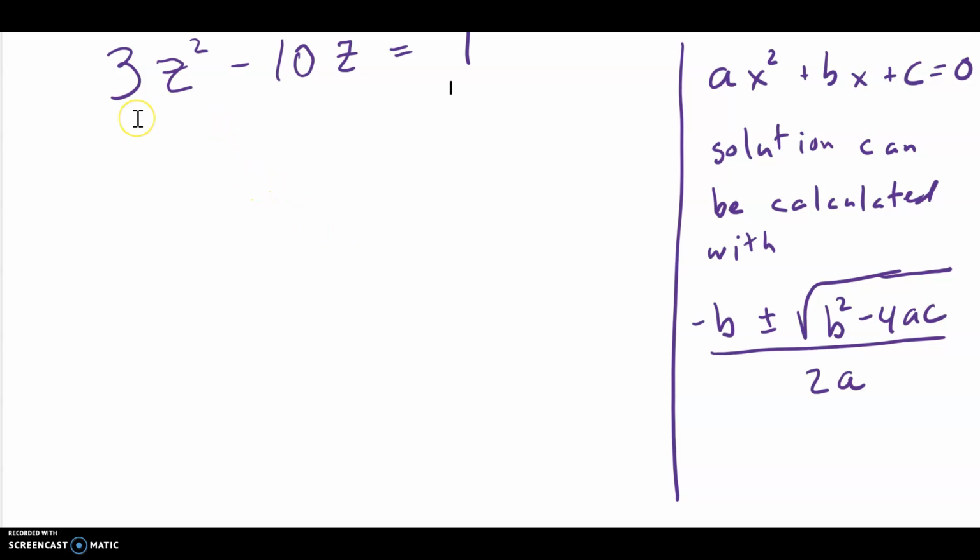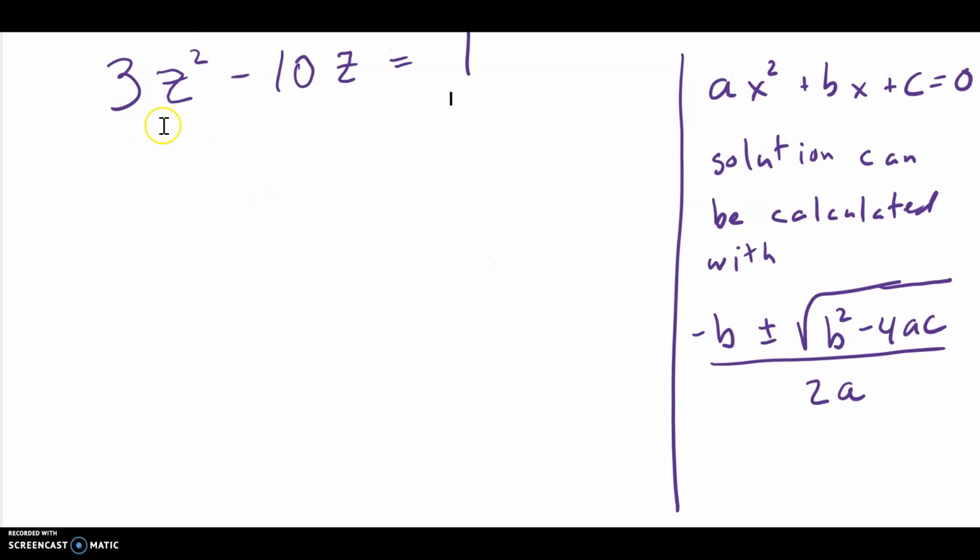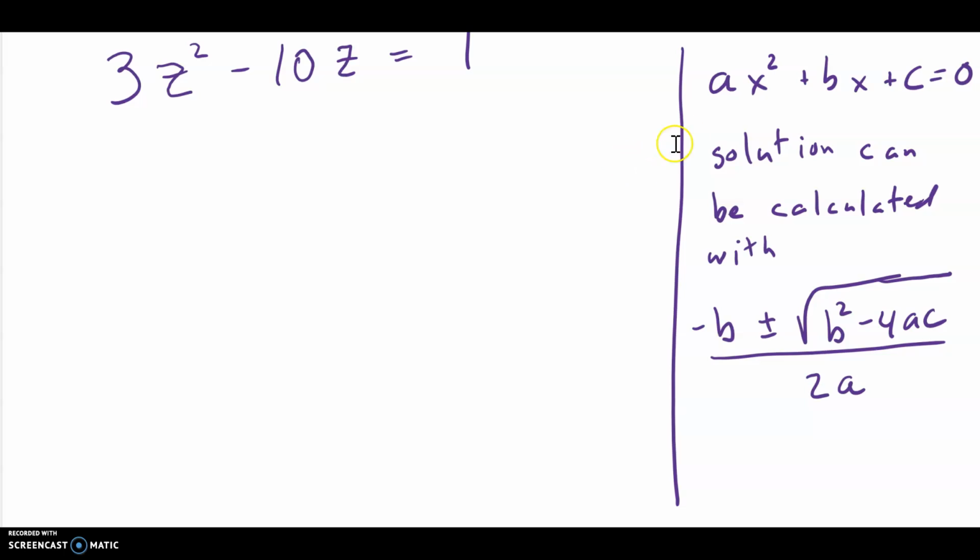So I've got the equation 3z squared minus 10z equals 1. And here's the quadratic formula. If you have the equation in the form ax squared plus bx plus c equals 0, where a, b, and c are just whatever the numbers are, then the solution can be calculated with this formula: negative b, or opposite of b, plus or minus the square root of b squared minus 4ac, divided by 2a.